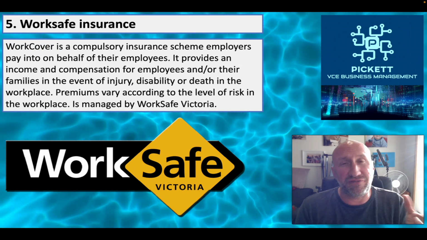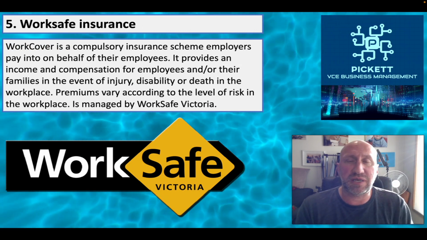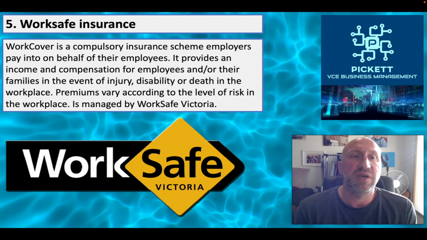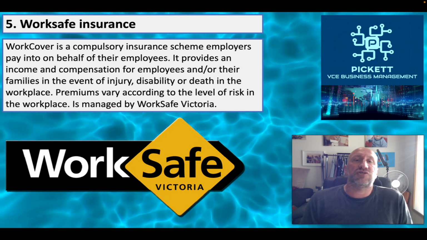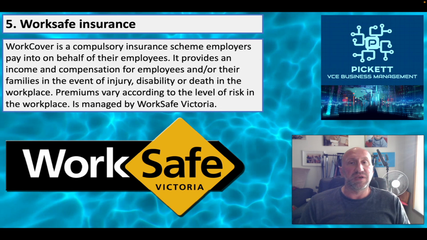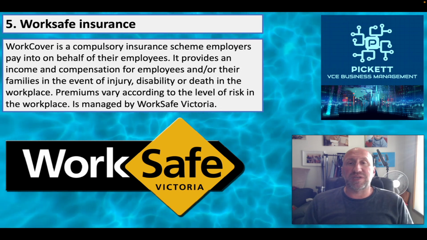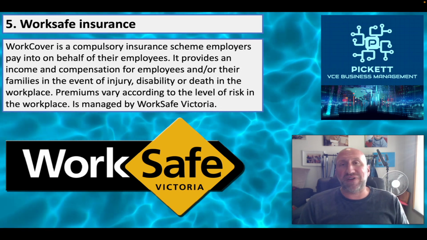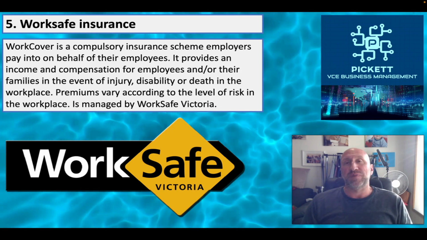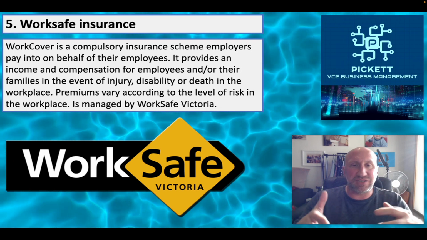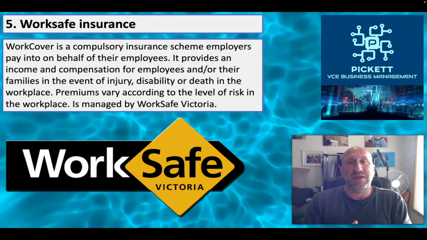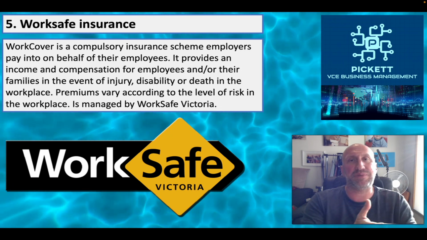And the fifth, I think the final key knowledge dot point mentioned within the key knowledge dot point, was WorkSafe insurance. So look, Workcover is a compulsory insurance scheme employers pay into on behalf of their employees. This provides an income and compensation for employees and or their families in the event of injury, disability or death in the workplace. So all employers have to pay into this fund, and the amount that they pay, the premium, will depend on the level of risk in that particular workplace.